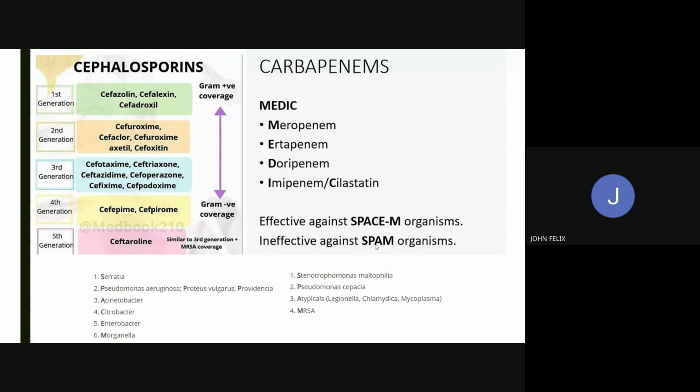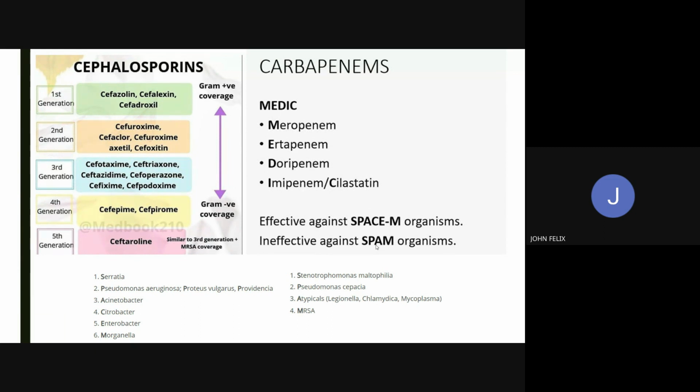Next slide. So cephalosporins have a similar mechanism of action. The only thing we need to remember is that the first generation covered mostly gram-positive organisms, and the later generations covered gram-negative organisms as well. And in the fifth generation, we have ceftaroline, which covers methicillin-resistant Staphylococcus aureus also.